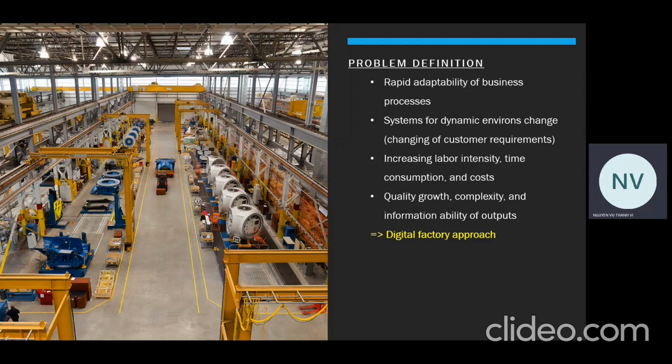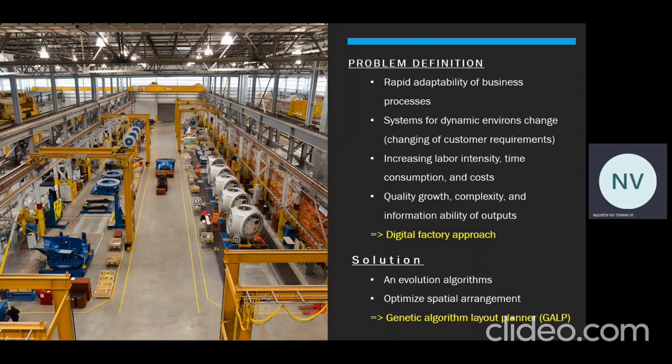The first problem is the rapid adaptability of business processes. The second one is the system for dynamic environment change, in detail the changing of the customer requirement. From these two problems, it will lead to the third problem, which is that we can easily see it will increase the labor intensity, time consumption, and cost. And the last problem is quality growth, complexity, and the functionality of output. One potential option is to use an evolutionary algorithm to optimize the space for logistics in manufacturing systems.